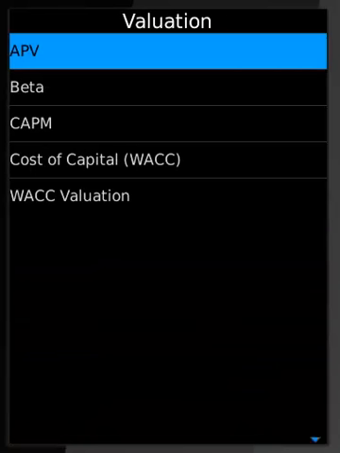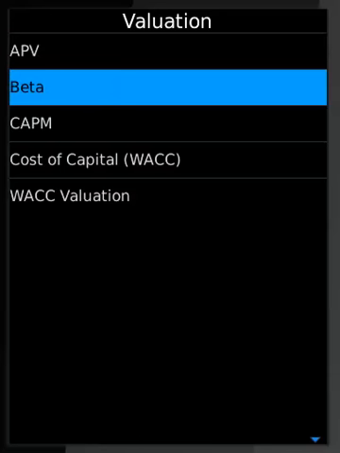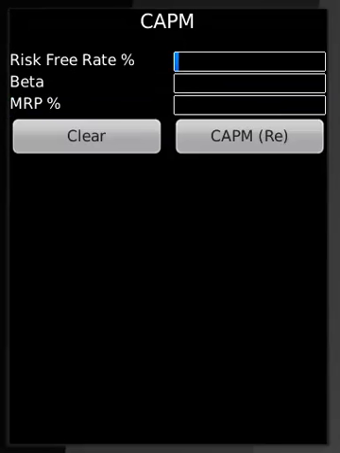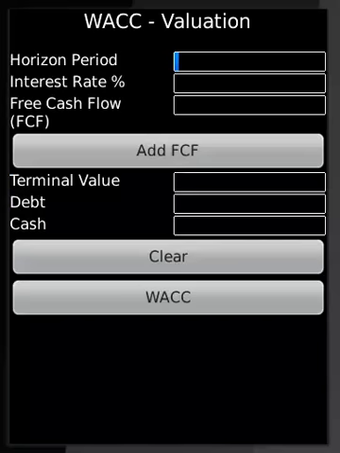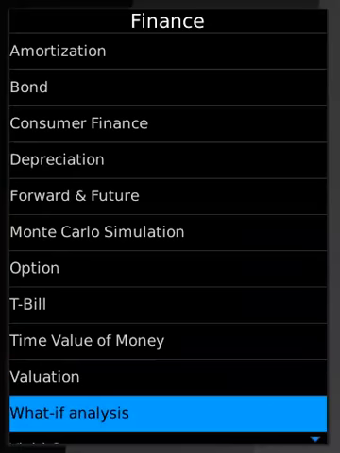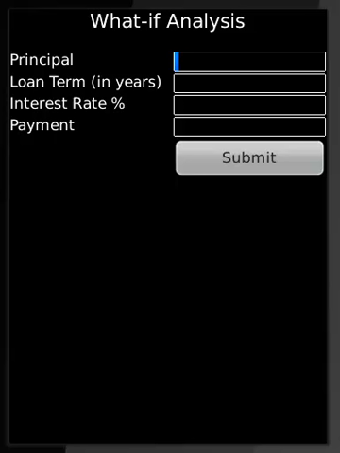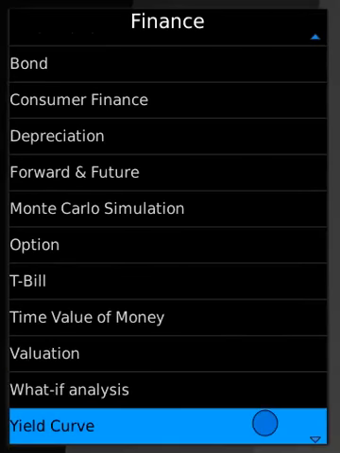Valuation covers APV, adjusted present value. Beta function, it calculates both the unlevering and relevering of the beta. Calculates CAPM method, the cost of capital using WACC method, weighted average cost of capital valuation. What if analysis, it calculates one variable from the other 3 variables. Yield curve, the yield curve pulls data from US Treasury and it draws the yield curve.